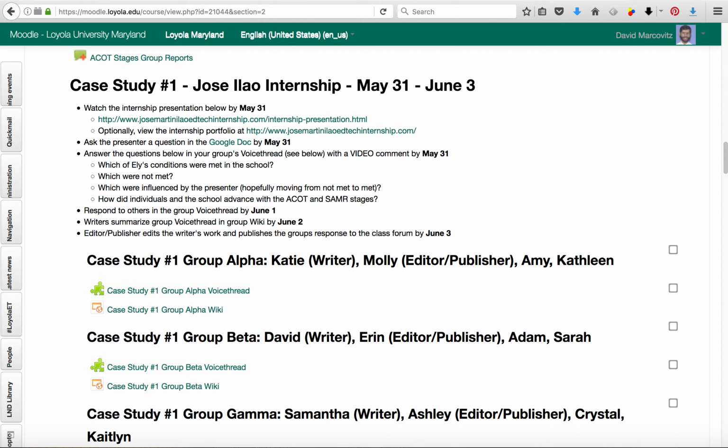So what we're going to be trying to do with the case studies is connect some of our theory into practice. And so we're mostly focusing on Eli's conditions and the ACOT model.